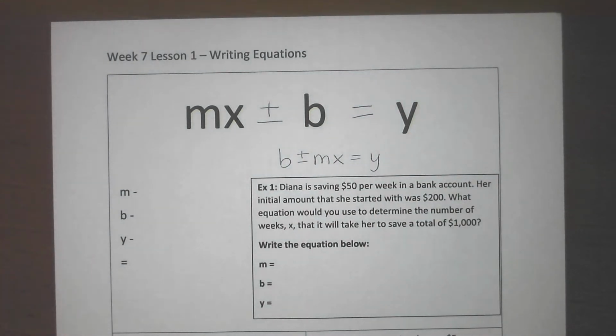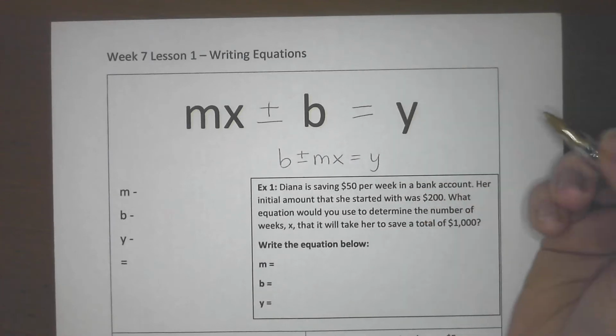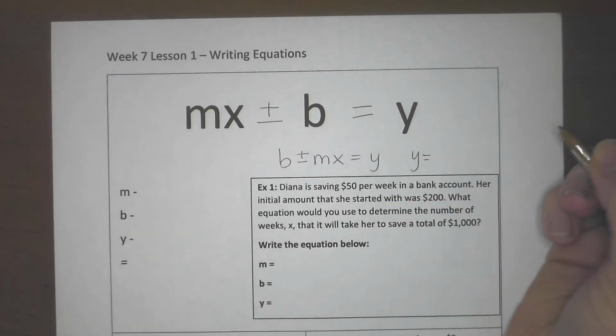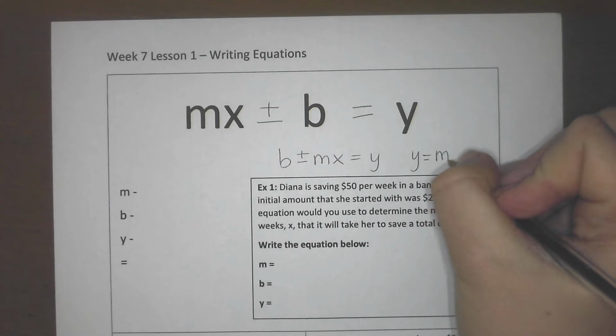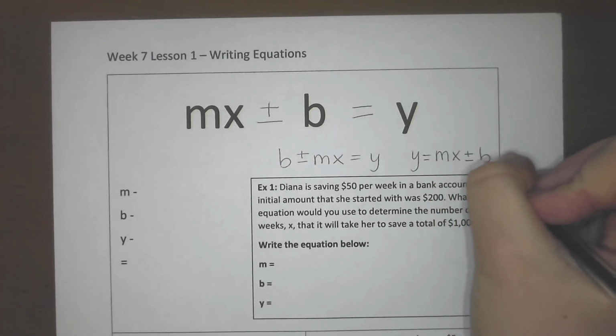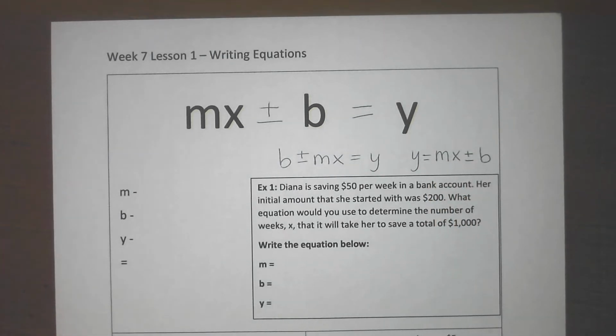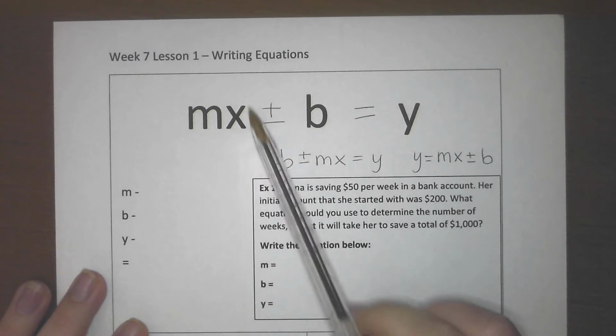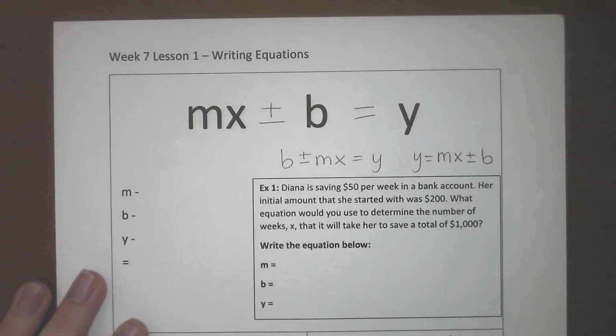Or sometimes you'll see an equation where you don't know the total, and you could leave the y by itself, like y equals mx plus or minus b. And there's a couple other ways you could do it, okay? But just know that it doesn't have to be in one exact order, but the m is always with the x. They're always next to each other. And the y is always by itself. Other than that, it's pretty interchangeable.